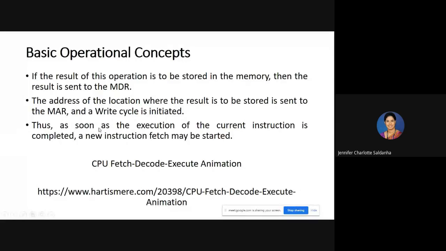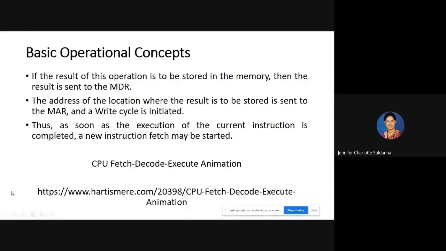Thus, as soon as the execution of the current instruction is completed, a new instruction fetch may be started from the address which is already there in the program counter. Now, this particular process can be explained with the help of an animation. This animation is from a college called Hartismere College of the United Kingdom.